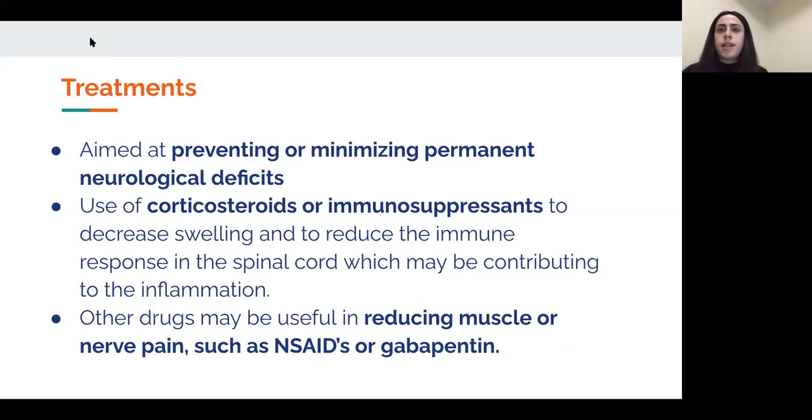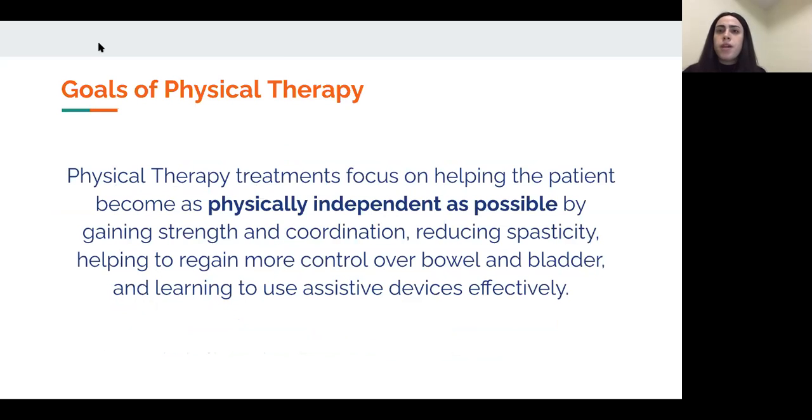Treatments for transverse myelitis are aimed at preventing or minimizing permanent neurological deficits. The use of corticosteroids or immunosuppressants decrease swelling and reduce the immune response in the spinal cord, which may be contributing to the inflammation. Other drugs may be useful in reducing muscle or nerve pain, such as NSAIDs or gabapentin. Our goals in physical therapy are focusing on helping the patient become as physically independent as possible by gaining strength and coordination, reducing spasticity, helping to regain more control over bowel and bladder, and learning to use assistive devices effectively.